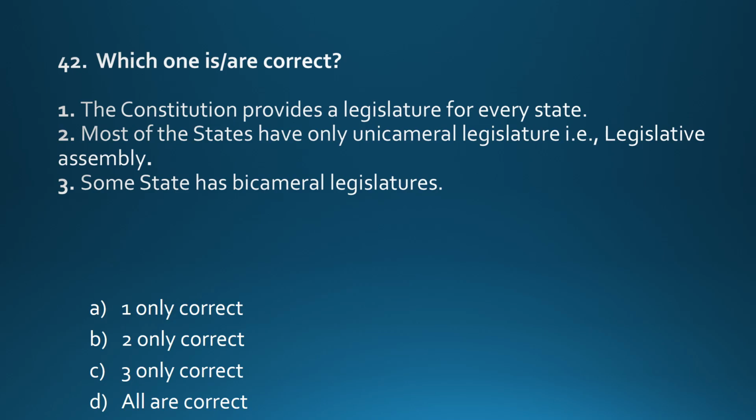Question number 42. Which one is or are correct? 1. The Constitution provides a legislature for every state. 2. Most of the states have only unicameral legislature, that is Legislative Assembly. 3. Some states have bicameral legislatures. Option A 1 only correct. Option B 2 only correct. Option C 3 only correct. Option D all are correct. Correct answer is option D. All are correct.